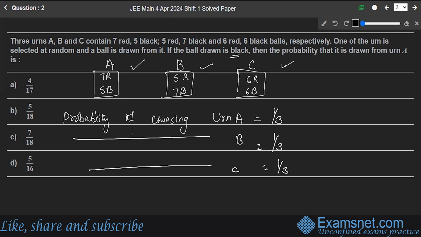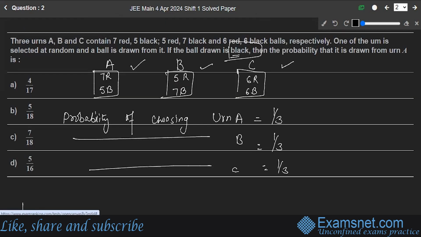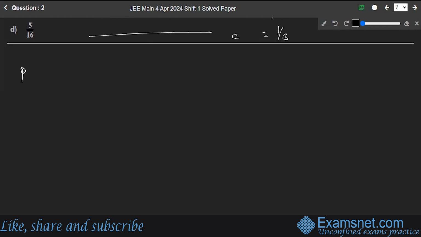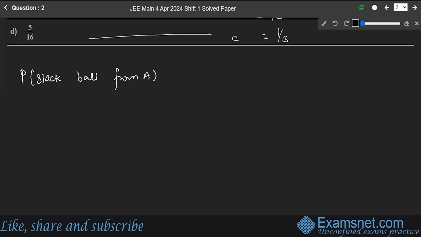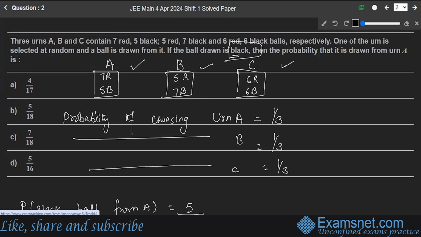Now, you have to choose a black ball. So the probability of choosing a black ball from A, what is that? This is 5 upon 5 plus 7, that is equal to 12.